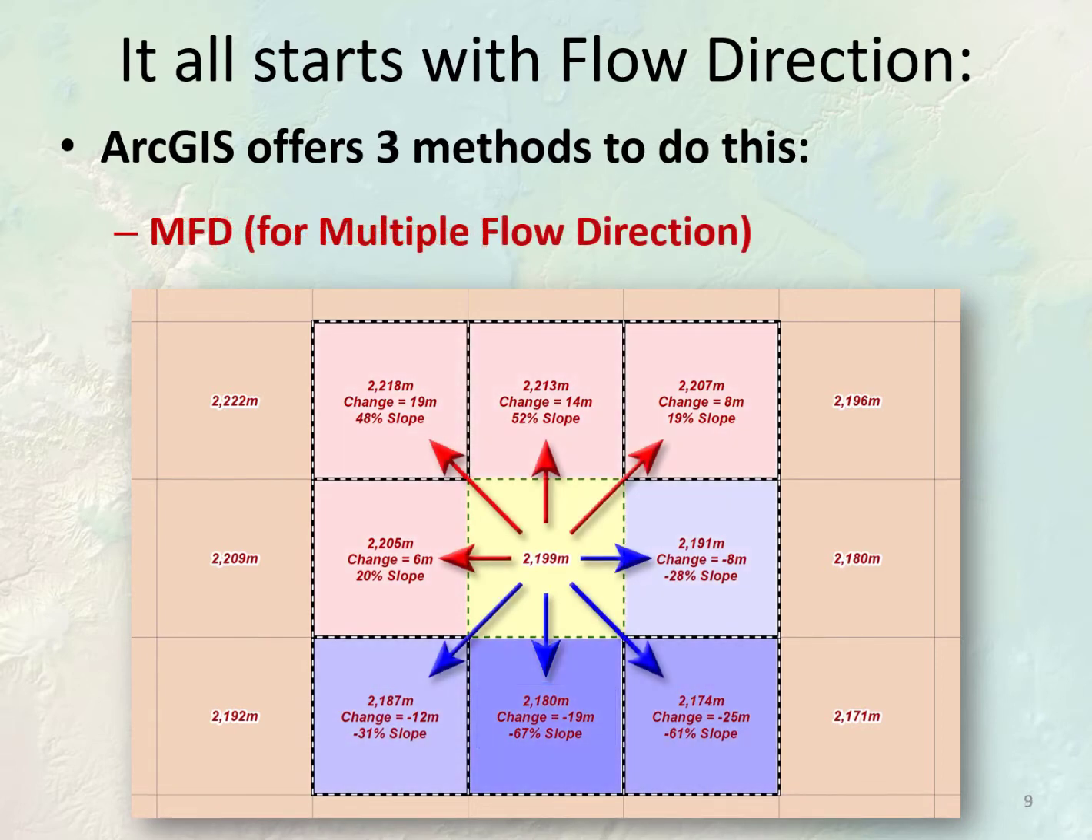Now the first method, called MFD for multiple flow direction, it actually sends water into every downslope cell. So in this example, we see 4 neighboring cells that are downslope from the central cell, and so this method will actually steer water into all 4 of those. The one with the steepest slope will get the greatest proportion of flow.